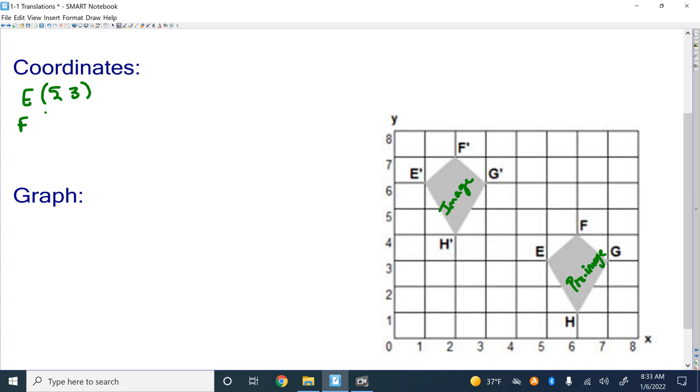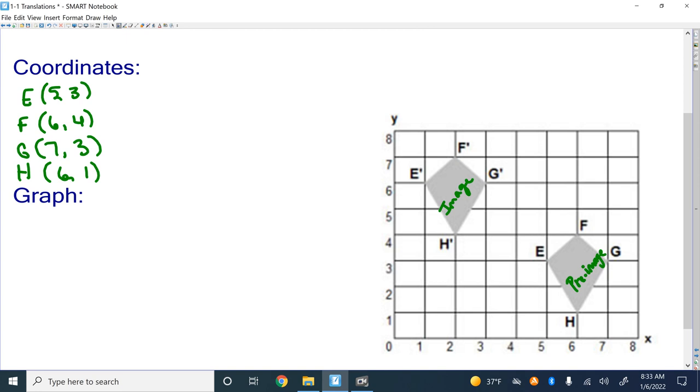5, 3. F? 6, 4. G? 7, 3. And H? 6, 1. I like it when it has my numbers here, too. It makes it a lot easier, right? You don't have to really count, so I don't mess up as much.